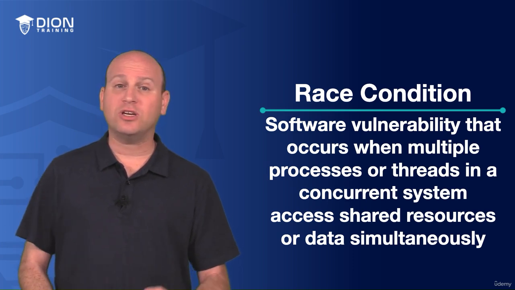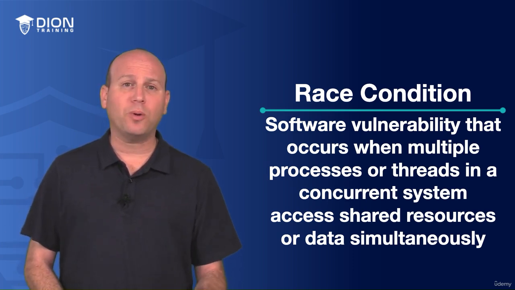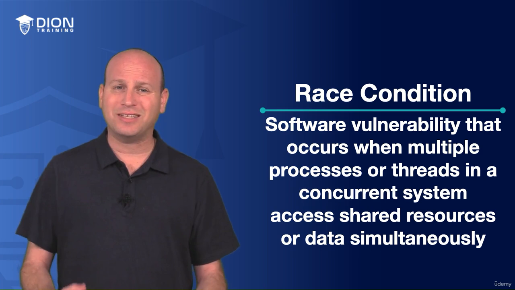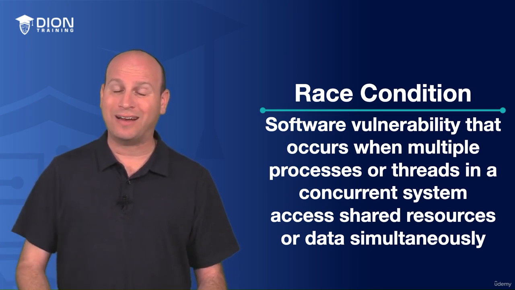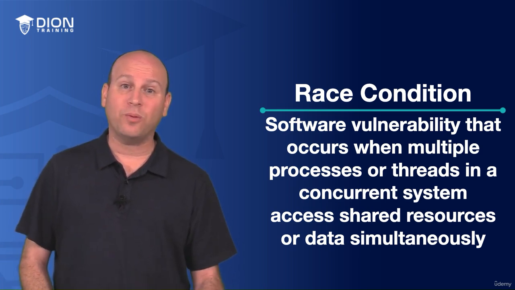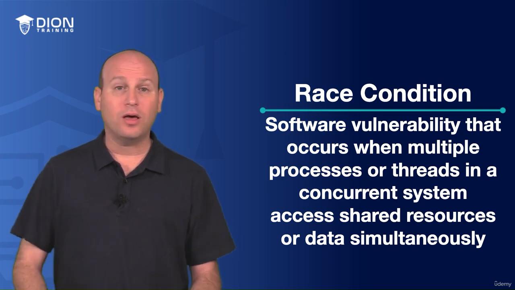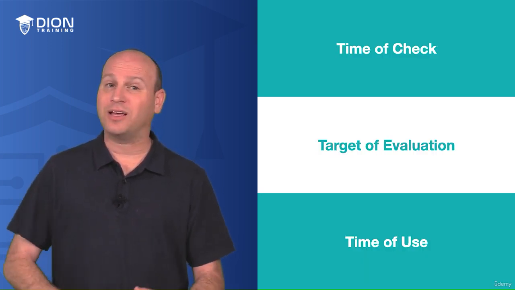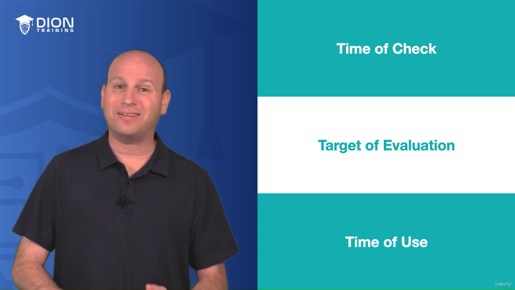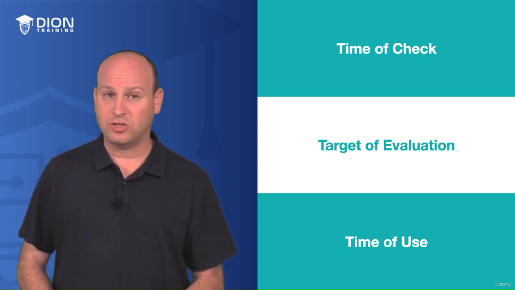Now, a race condition is a software vulnerability that occurs when multiple processes or threads in a concurrent system are trying to access a shared resource or data simultaneously. And this can lead to unpredictable and unintended outcomes due to the timing and order of the execution. Here, we're going to be covering some key terms like time of check, target of evaluation, and time of use as they relate to race conditions too.